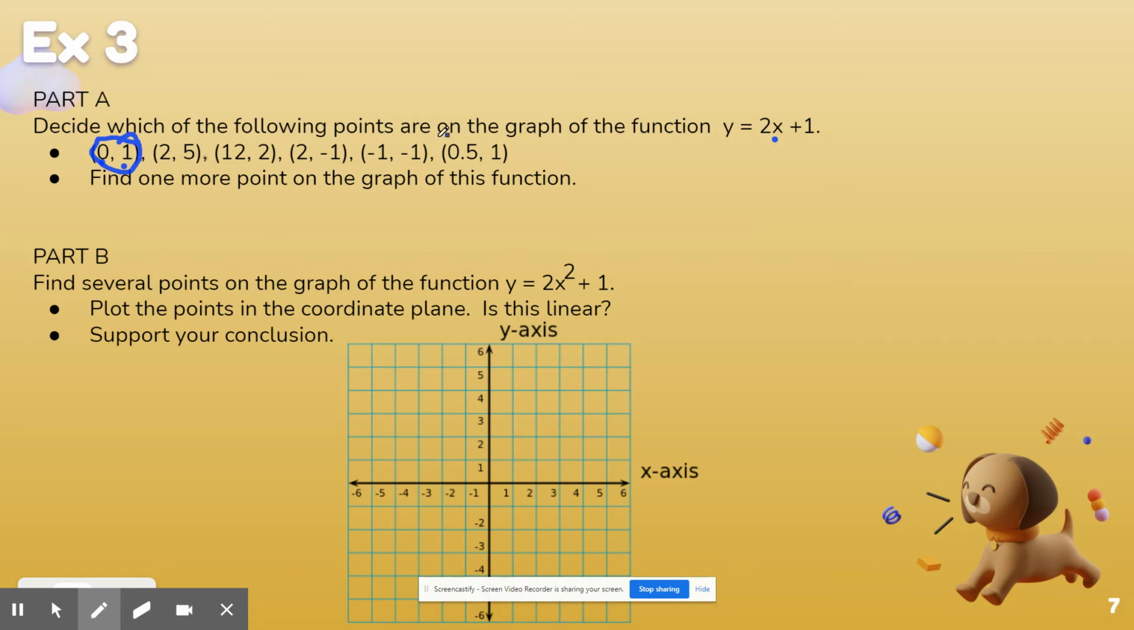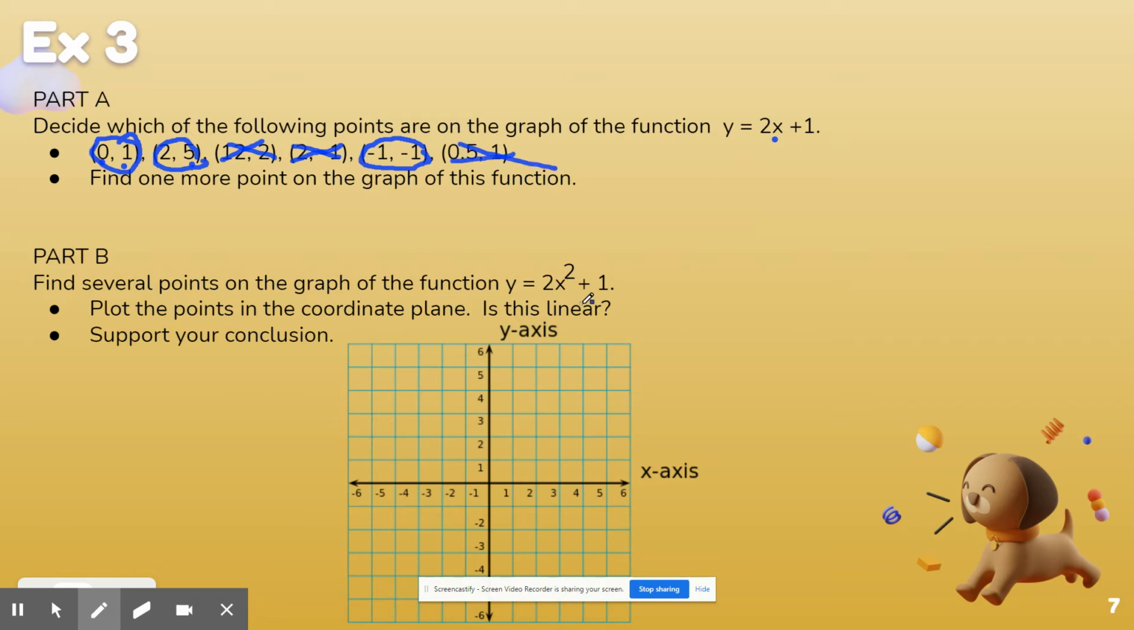So this one is a value for the function. Plug in 2. 2 times 2 is 4, plus 1 is 5. Oh, it's 5, so this one's it. Plug in 12. 2 times 12 is 24, plus 1 is 25. Oh, that one's not 25. Plug in 2. Well, we already know that 2 is not going to work because we already have a 2 over there. Plug in -1. -1 times 2 is -2, plus 1 would be -1. Oh, that one works. Plug in 0.5. 2 times 0.5 is 1, plus 1 is 2. Oh, that one doesn't work.